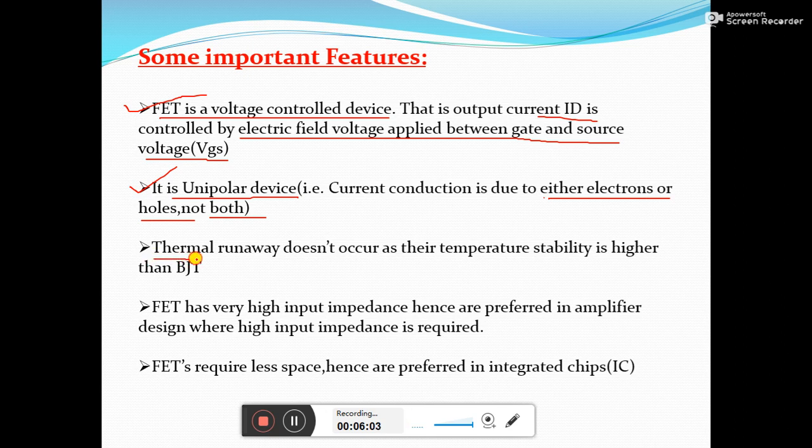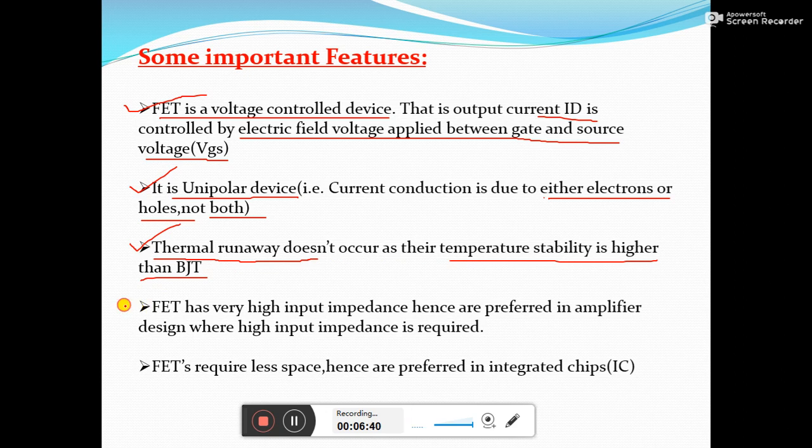So as we have seen one more disadvantage in case of BJT, the thermal runaway was a common problem in case of BJT. So what is thermal runaway? That is nothing but the destruction of transistor due to the excess heat that is produced at the junction. But here there is no thermal runaway problem. So no thermal runaway problem in the sense the temperature stability is higher than BJT. So here no need of using any heat sink or anything.